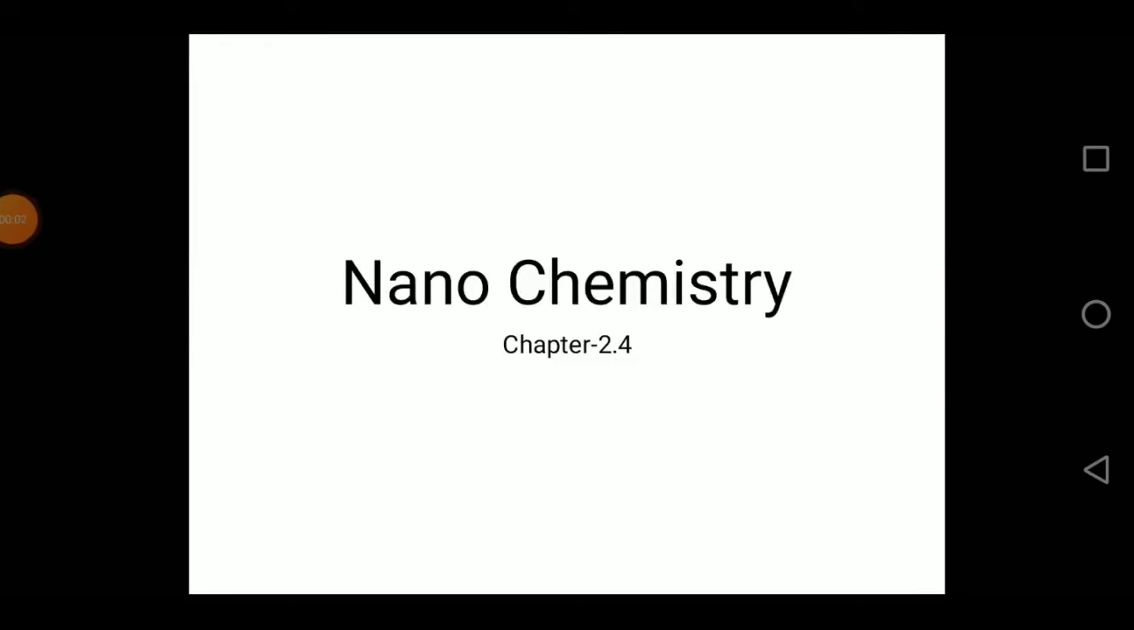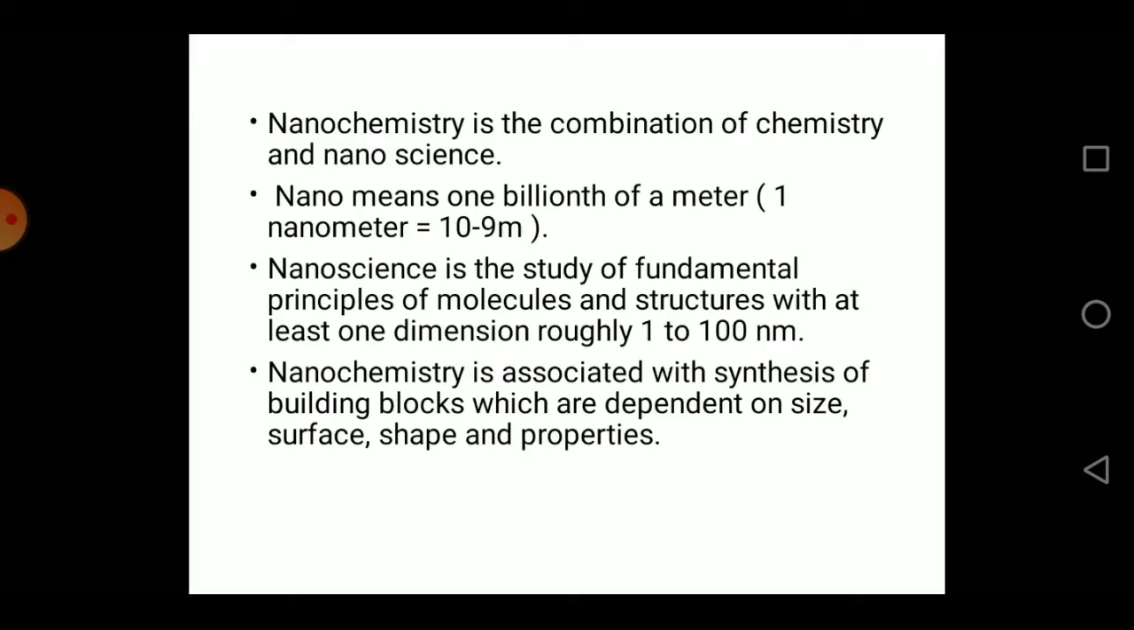Hello guys, so here we are at the next chapter of unit 2, that is nanochemistry. So what is nanotechnology? It is nothing but the ability to design, manipulate, and manufacture materials at a nanoscale. In 1951, it was scientist Professor Richard Feynman who introduced the new field of nanoscience to this world. Okay, so what is nanochemistry? It is a combination of chemistry and nanoscience.